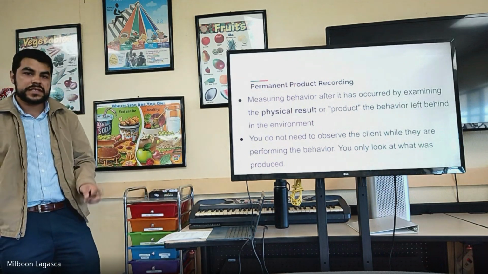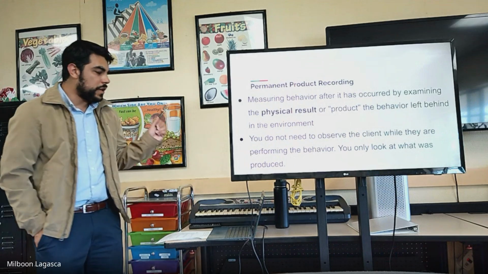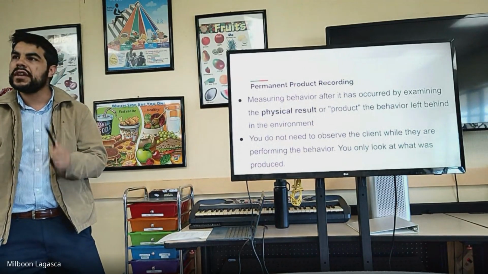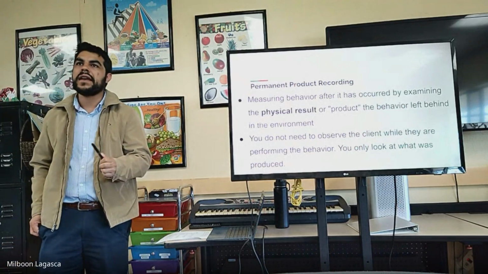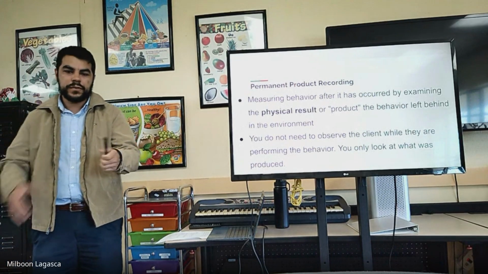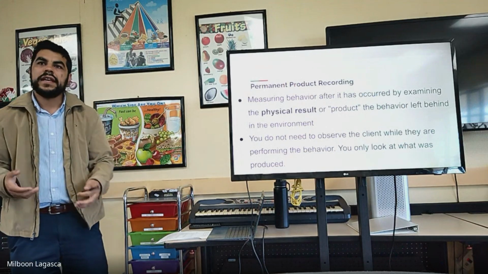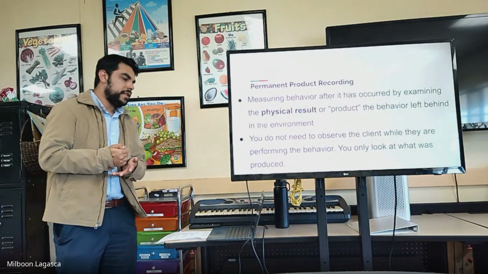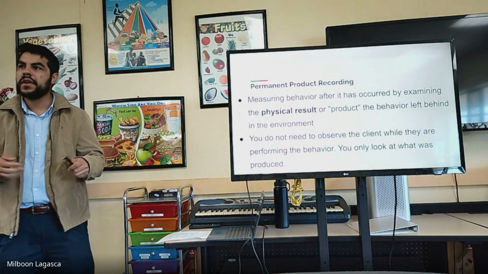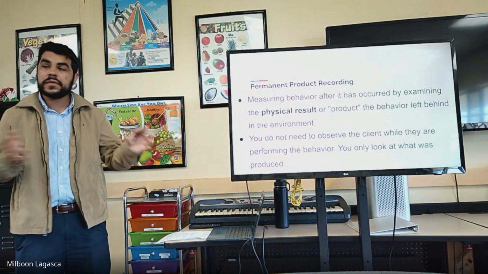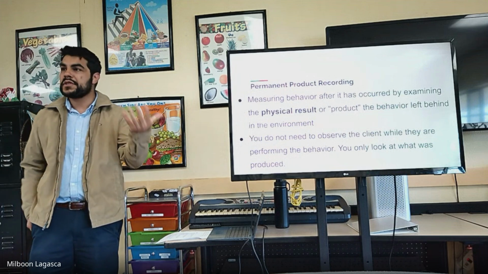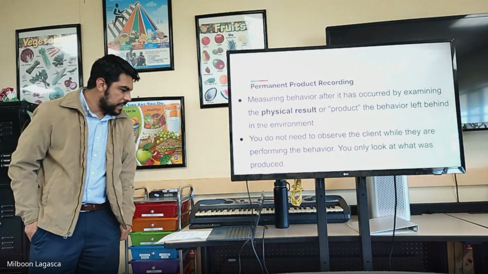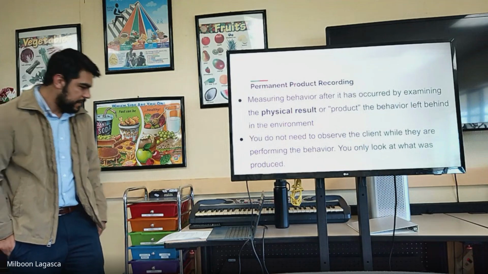Another way we can do discontinuous tracking is through what I refer to as permanent products. Now, this is where the behavior leads to a change in the environment such that even observing the result or the consequence of the behavior is enough to know that it happened. You don't have to see them doing the behavior at all. There's no need to observe or monitor them. As long as you see the result of the behavior, that is sufficient to track it. And I have a few examples in the next slide for you guys.